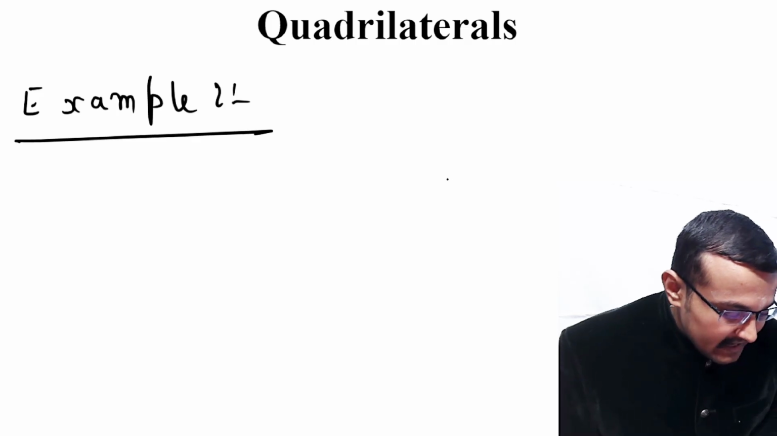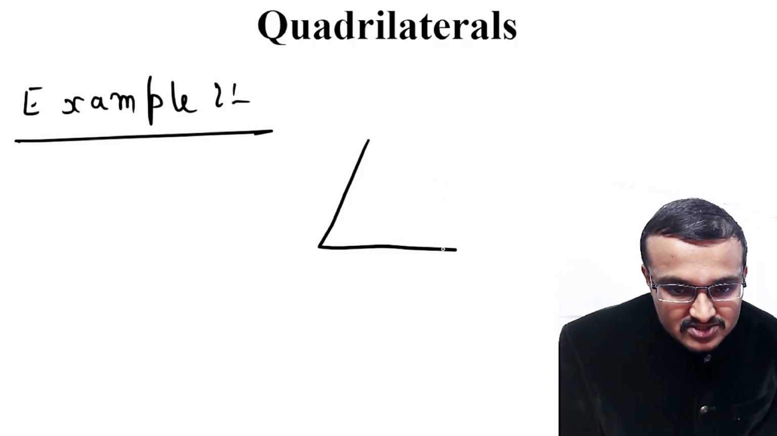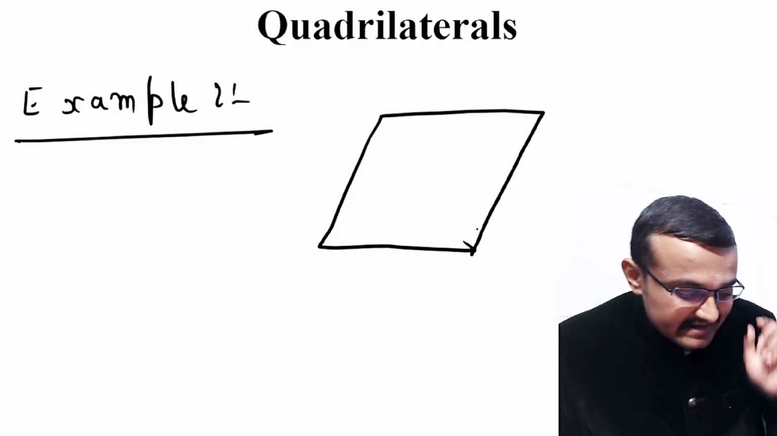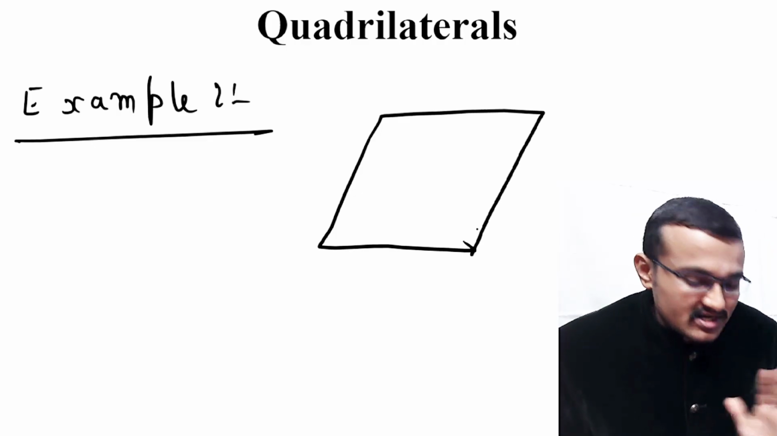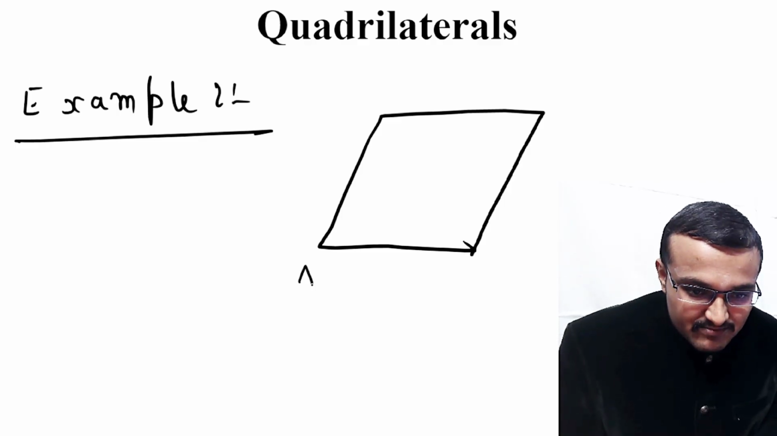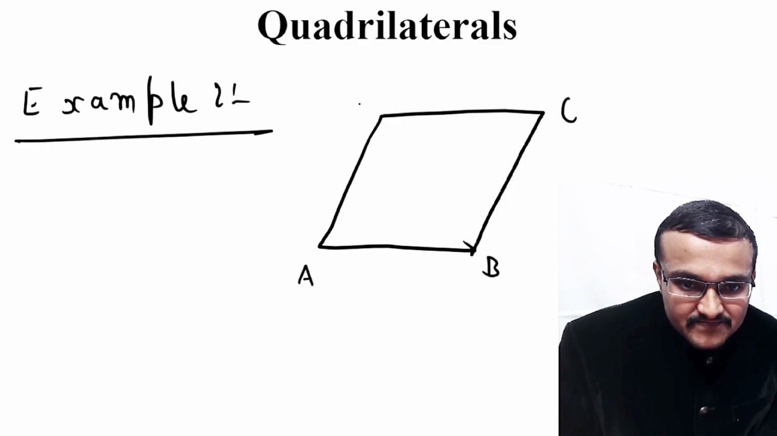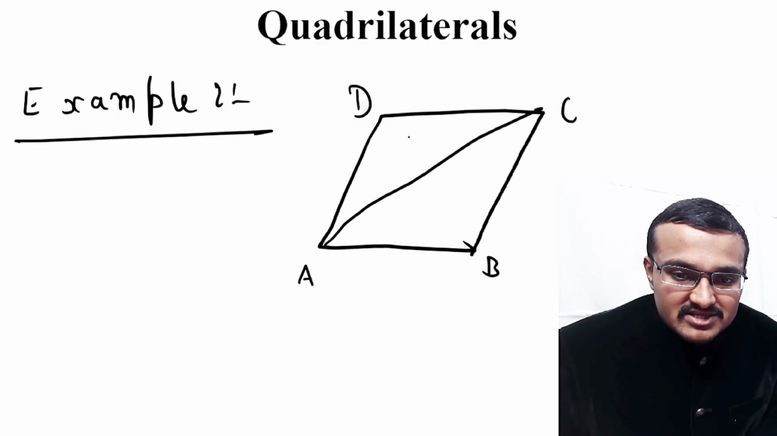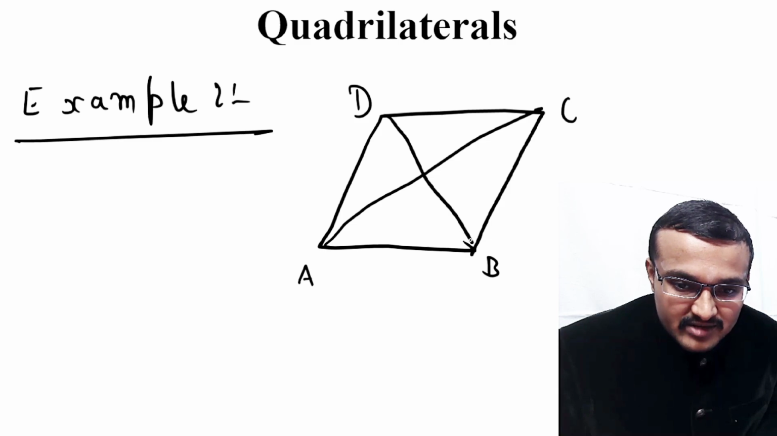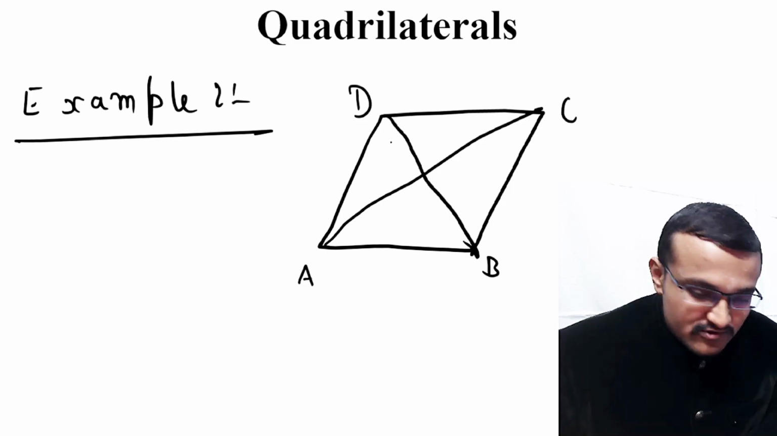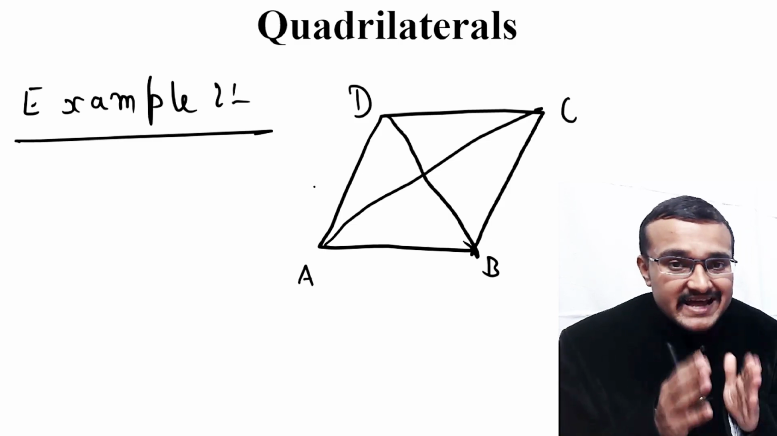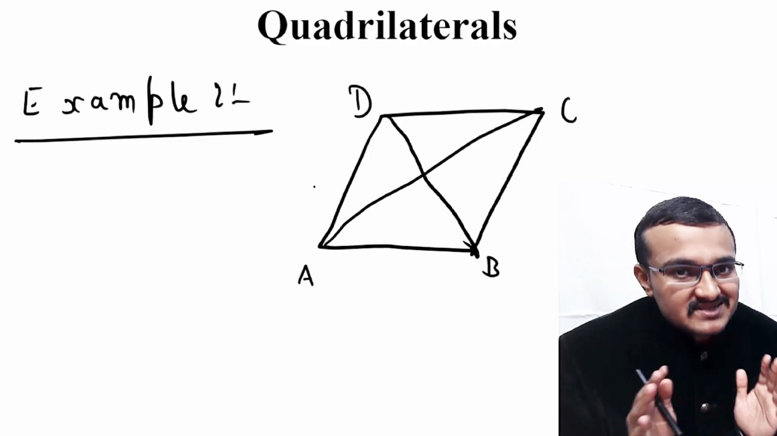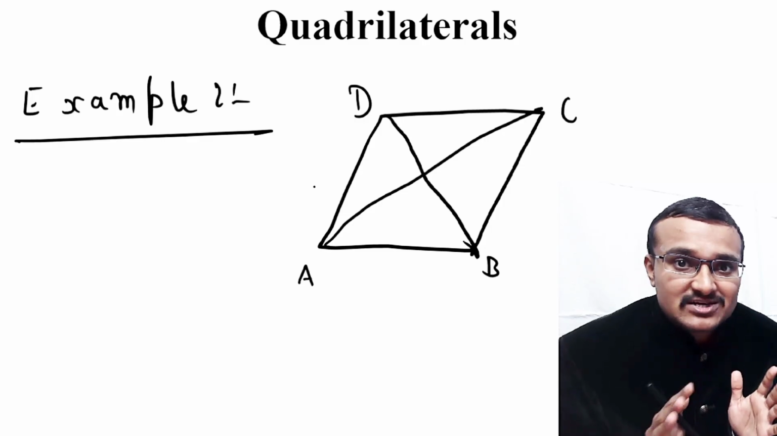In example 2, you have a particular diagram. So let me draw that particular diagram. Here, diagonals of a rhombus are perpendicular to each other. Now in this example, ABCD is a rhombus. In this ABCD rhombus, these diagonals are perpendicular to each other. That is what you have to prove. Always remember that in a rhombus, all the sides are equal to each other. A rhombus is a quadrilateral in which all the sides are equal.